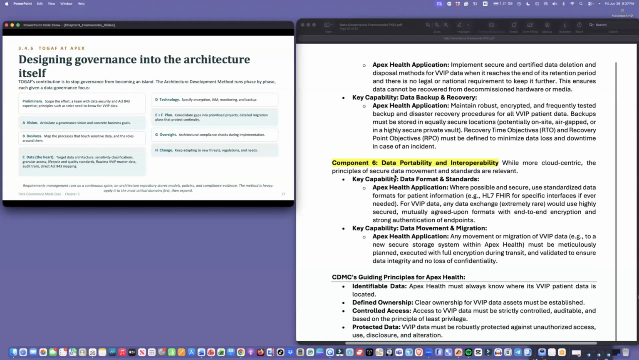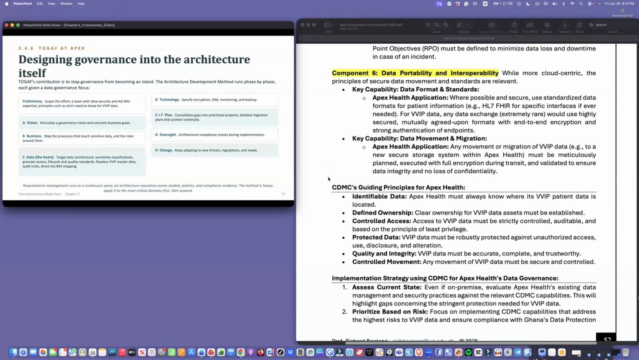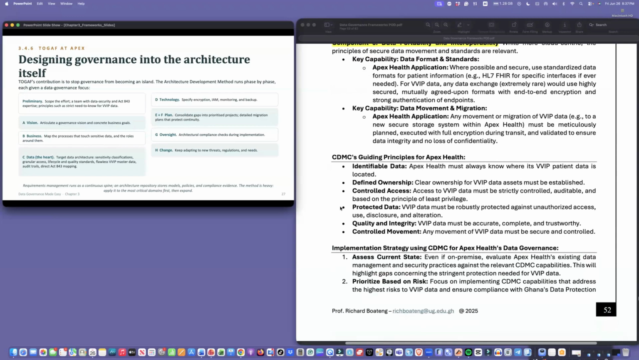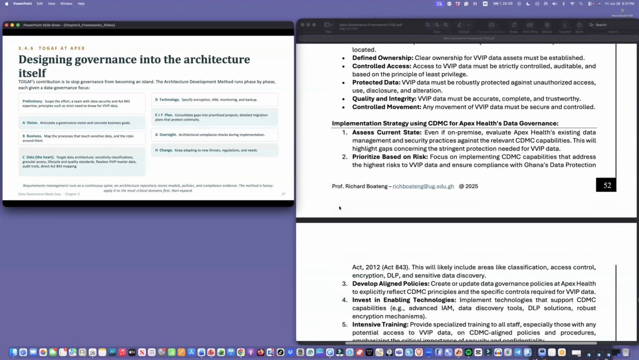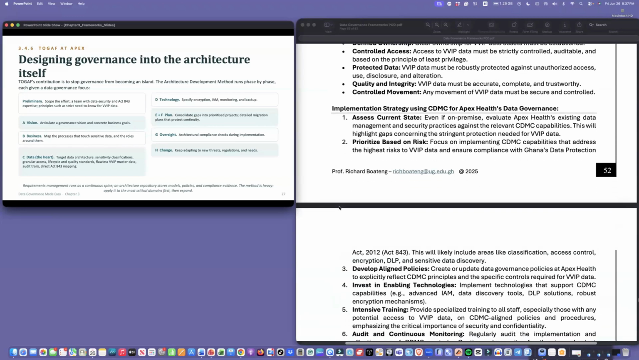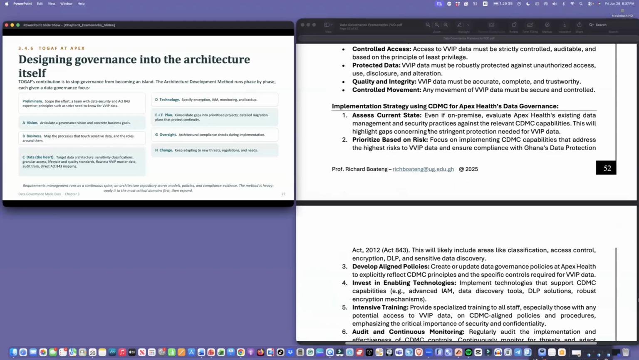So the guiding principles will be that we have to identify the data, define ownership, define access control, protect the data, ensure quality and integrity, and control how we do the transfers. So it's not an easy thing to deploy. In deployment, you have to start from assessing the current state, then prioritize your risk. In fact, these two are what is done by almost everybody. You assess where you are, then you prioritize what you want to address first.